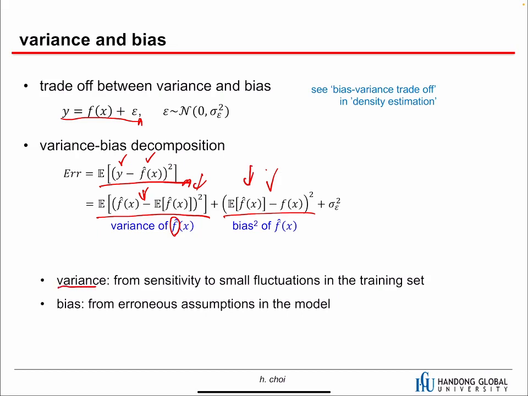And as I said, variance is sensitivity to small fluctuations in the training set. And the bias is erroneous assumption in the model. So when the model is not right, then we have large bias.